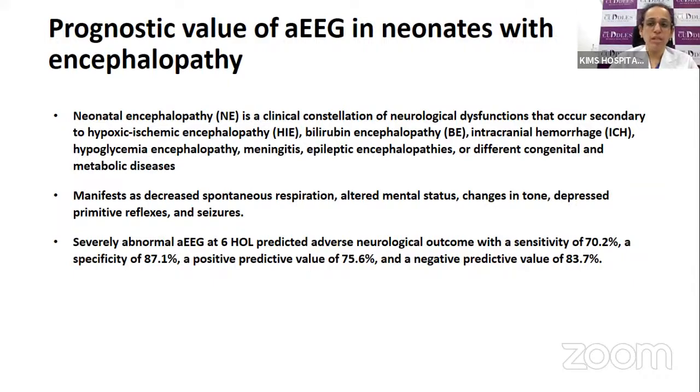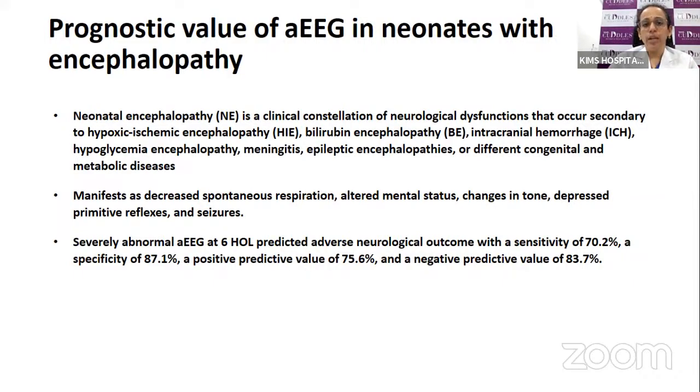This encephalopathy manifests in babies as decreased spontaneous respiration, altered mental status, changes in the tone, and depressed primitive reflexes, along with the seizures. So, a severely abnormal aEEG at 6 hours of life in a baby with neonatal encephalopathy predicts adverse neurological outcome with a sensitivity of around 70%, specificity of 87%, and positive predictive value of 75.6%, and negative predictive value of 83%.